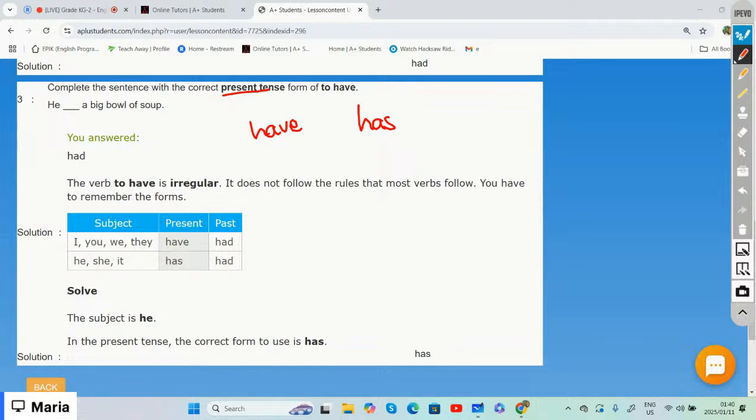And if we were to choose the correct option, then we can say he has in the present tense. He has a big bowl of soup. Has. Remember, has. That is why I'm showing you these ones. So he has, which is in the present tense, right?